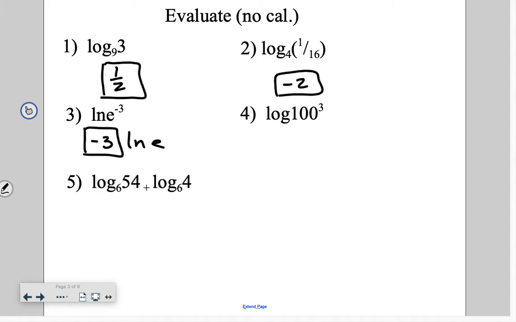Same idea on 4. What's the answer on number 4? It's not 3. 6. If we do kind of the same thing, bring the 3 out front. 3 times the log of 100. What's the log of 100? Nope. 2. Remember, power. 10 to what power gives you 100? 10 squared. So this is 2. Okay, the log of 100 is 2. 10 squared. And then 3 times 2 gives you 6.